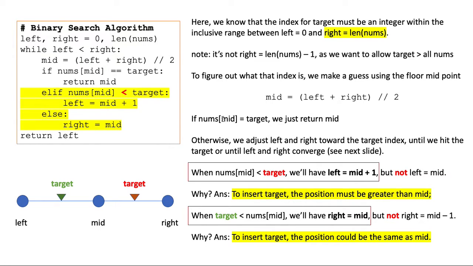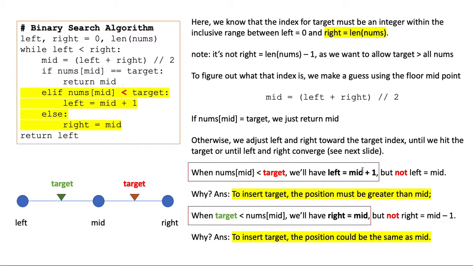If nums[mid] is the target, then we simply return mid as the answer. Otherwise, we adjust left and right indices toward the target index until we hit the target or until left and right indices converge. Most importantly, when nums[mid] is less than target, we will have the left pointer point to mid plus 1. This is because the position to insert the target must be greater than mid, and the lowest number that's greater than mid is mid plus 1.